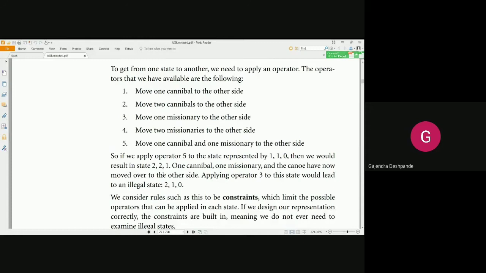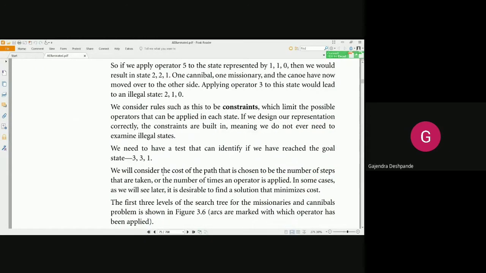So what this indicates is that you can apply these operators a limited number of times. You cannot apply them as many times as you want. So that's why this will bring in some constraints.